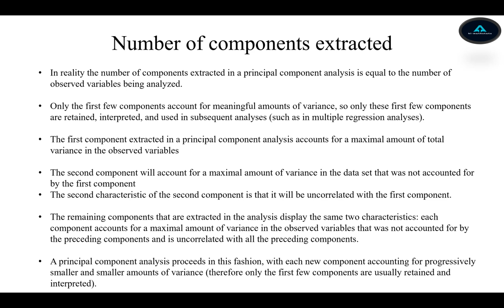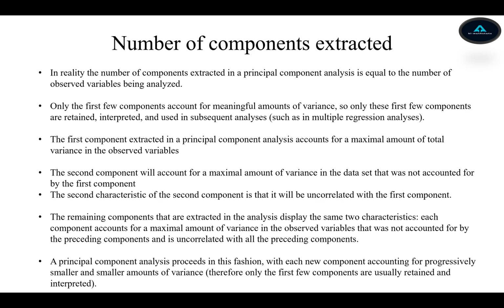Let us understand these components. The first component that we extract during PCA accounts for the maximal amount of total variance in the observed variables. Now, we look into the second component. This second component will account for the maximal amount of variance in the data set that was not accounted for by the first component. However, it should be noted that this second component is uncorrelated with the first component.